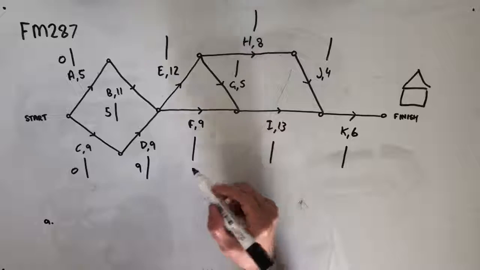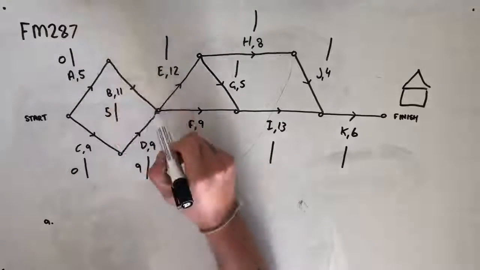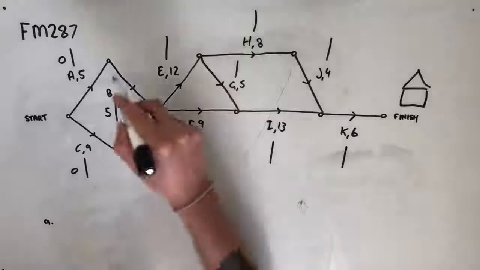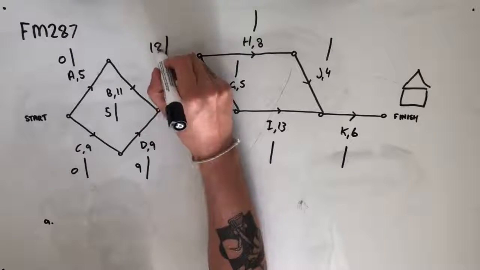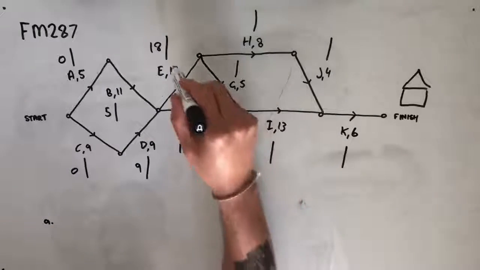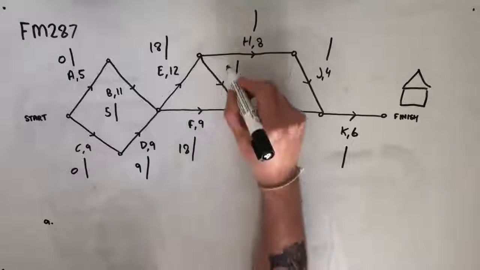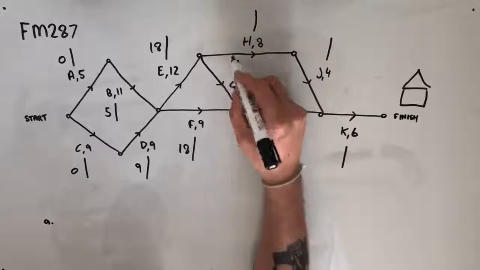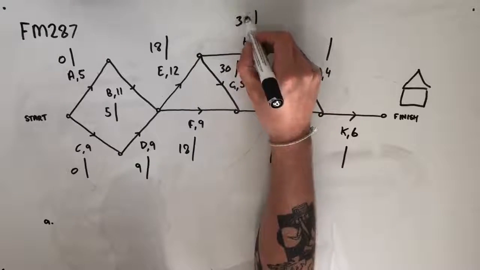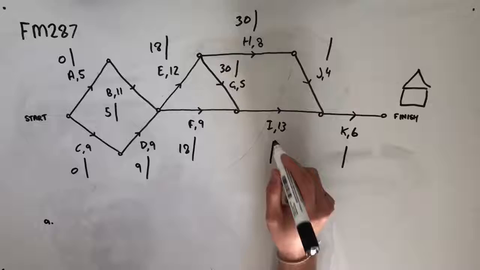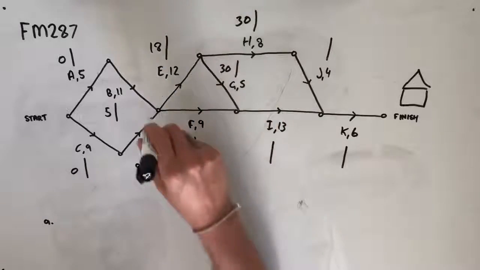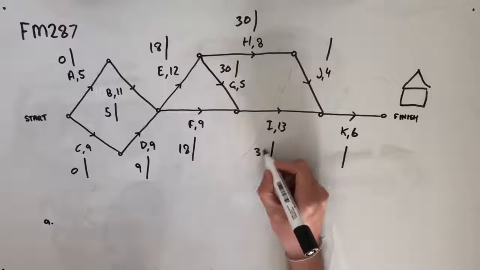Looking at E and F, they're either going to have an earliest starting time of 5 plus 11, 16, or 9 plus 9, 18. We take the larger number there, so both of these starting times are going to be 18 and 18. From here, G is going to have an earliest starting time of 12 plus that 18 there. It's going to be 30, and H will have the same earliest starting time. I is going to have either an earliest starting time of 35 or 27. Once again, we take the larger number.